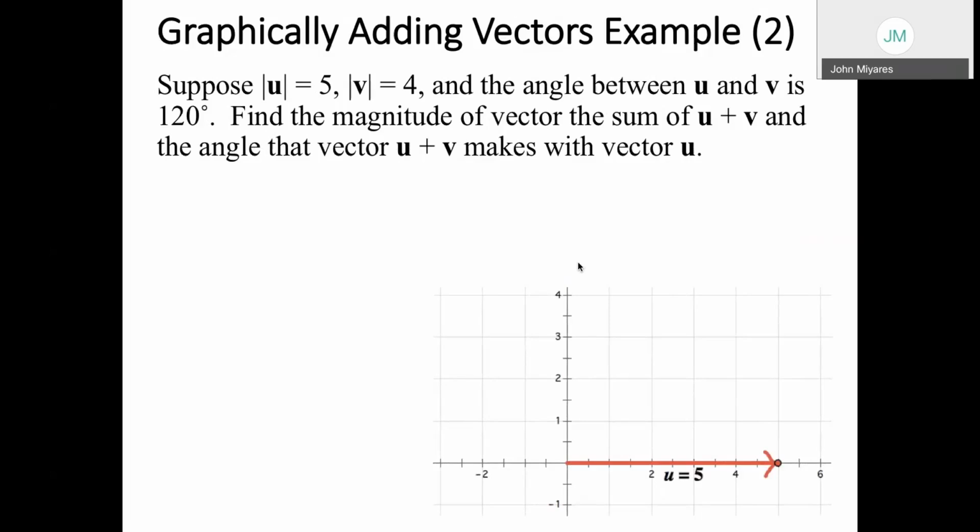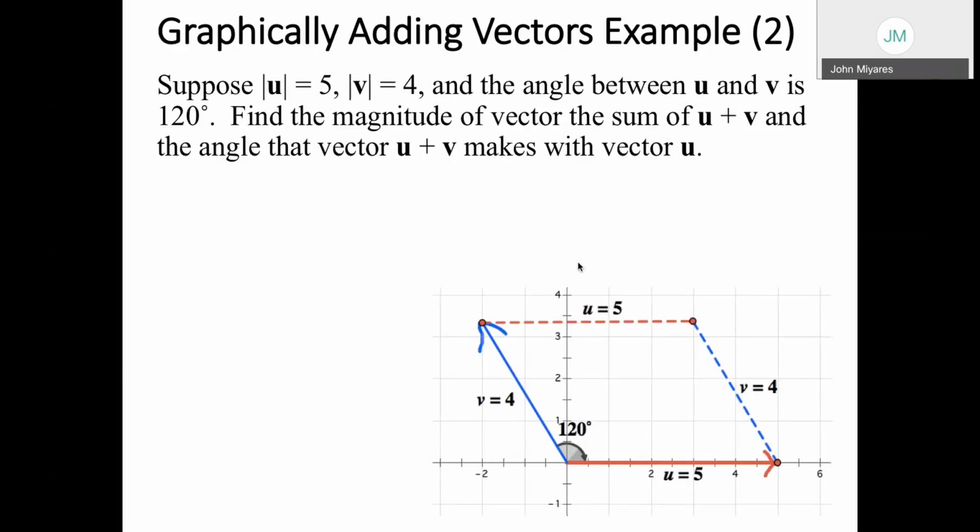We don't know the components of vector v either, but we do know that the angle between vectors u and v is 120 degrees. So I'm going to draw this blue vector v with a magnitude of 4 in quadrant 2 that will be a 120 degree rotation from vector u. Since I'm not given the components of the vectors, the only way I can add them is through one of the graphical methods. So I'm going to make copies of both vector u and vector v here to form a parallelogram as shown.